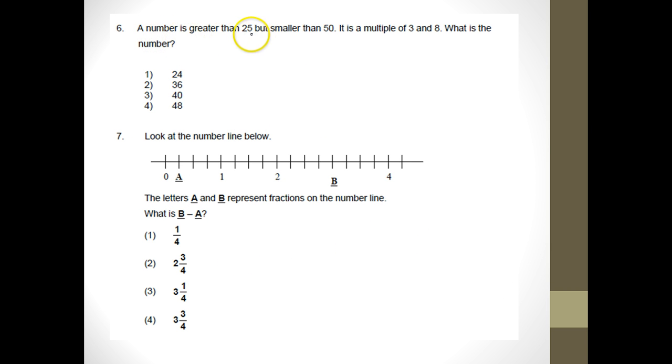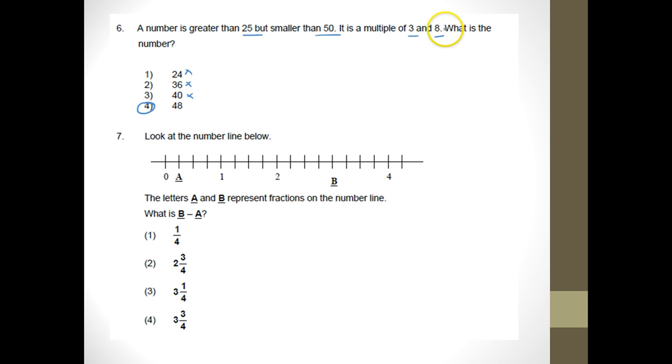Question 6. A number is greater than 25 but smaller than 50. It is a multiple of 3 and 8. So what is the number? 24 is out. Multiple of 3 and 8. 36 is out because it's not a multiple of 8. 40 is not a multiple of 3, so it's out, and the answer would be 48.